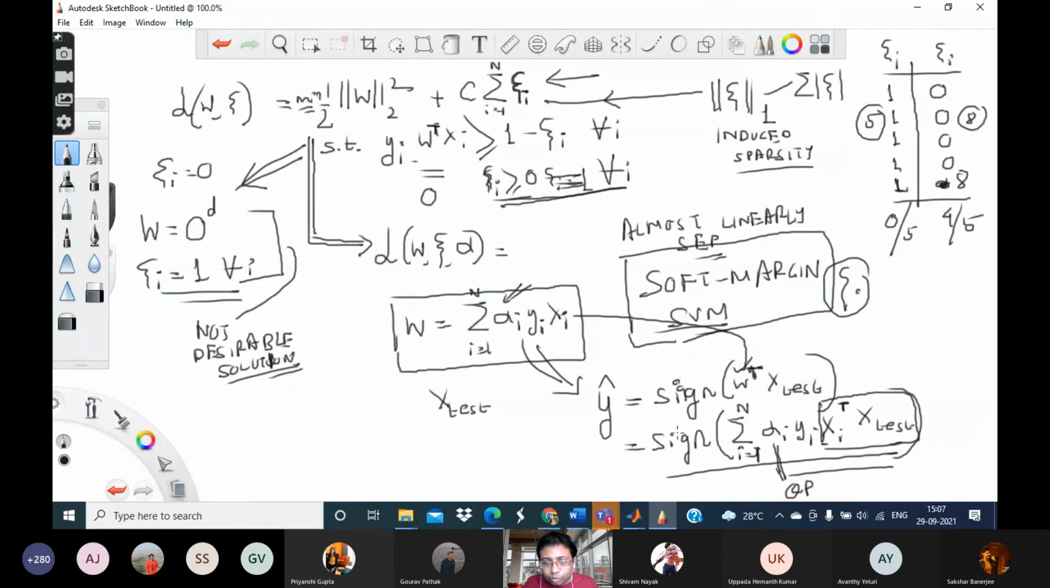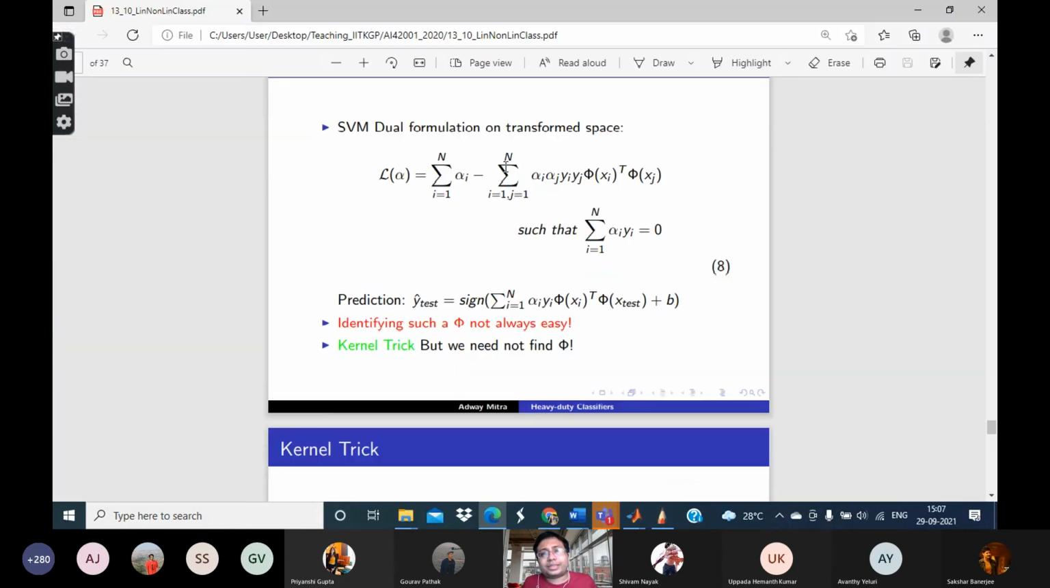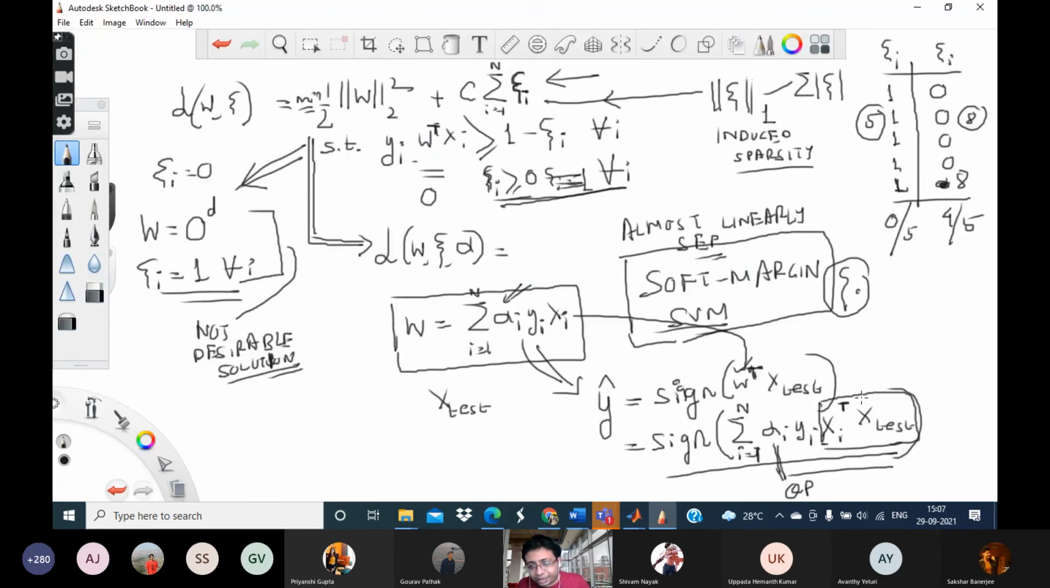And then what did we do? We substituted this value of w into the optimization problem in such a way that w got eliminated from it. And so after elimination of w, this is what the standard SVM problem looks like. I mean, not the soft SVM problem, but the standard SVM problem. Now if instead of xi I am going for phi xi, then this is what it will be. Nothing complicated here.